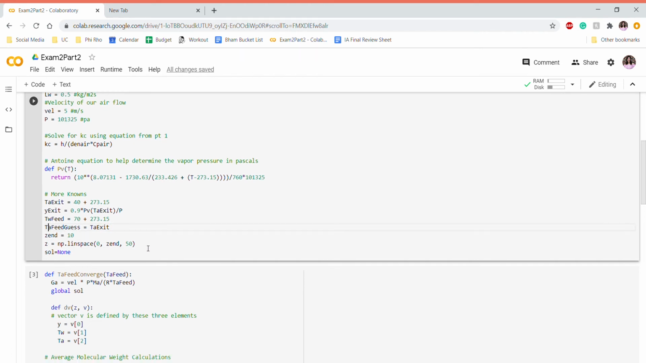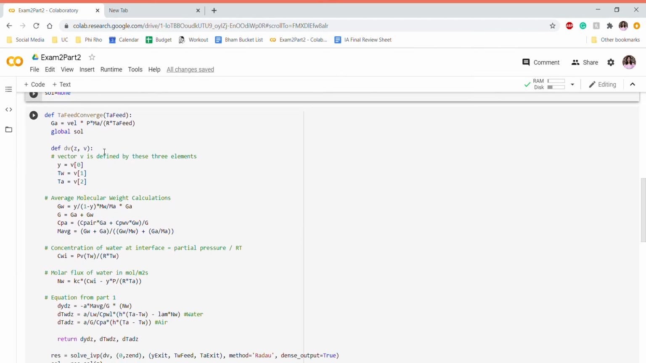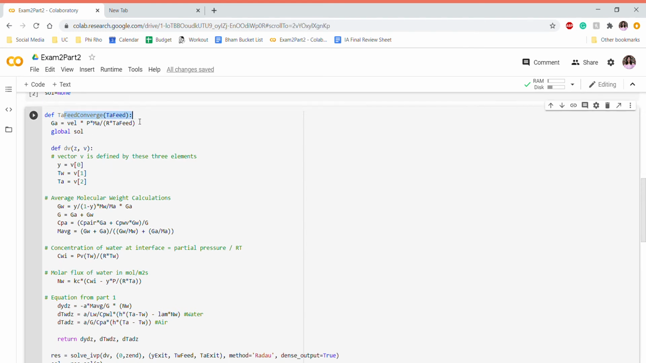Our Z, so our change in position, we're having it go from 0 to Z, and we're having 50 points. This section is to start solving our differential equations. So this is to get our feed temperature to converge towards what the actual temperature of the feed should be. This is the formula that we solved for. Now we are defining our change in position with respect to these three elements: our mole fraction, the temperature of the water, and the temperature of the air.